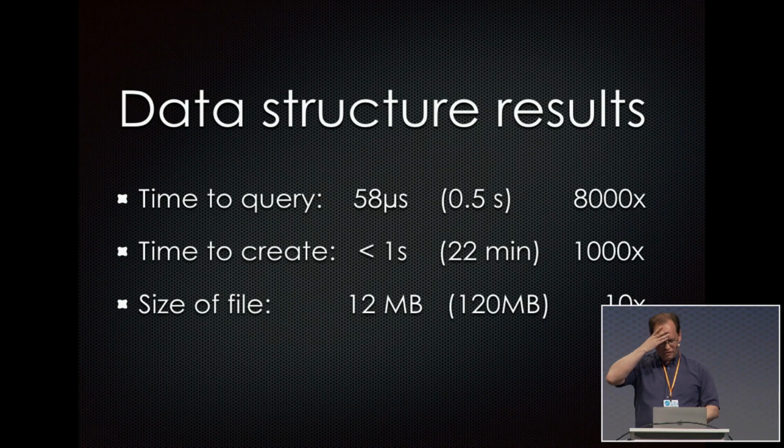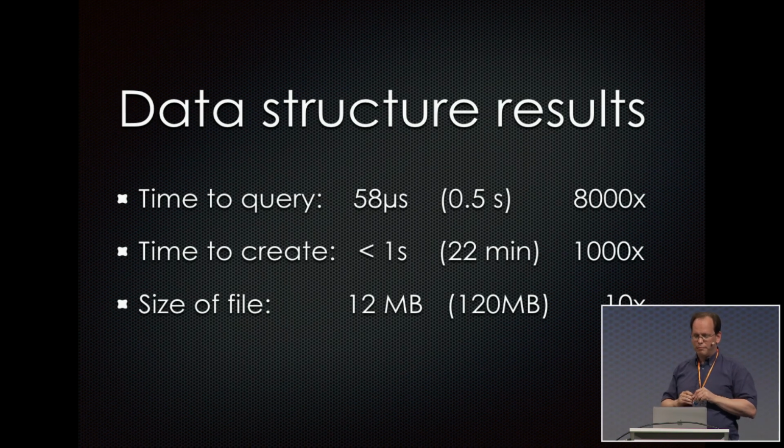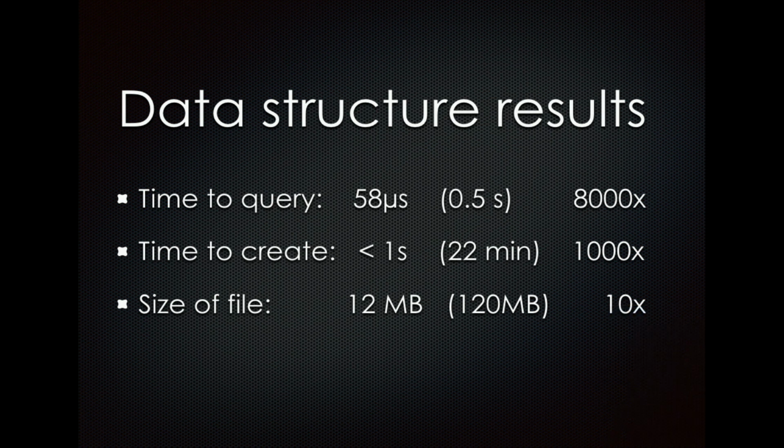And so the overall results were actually quite nice. Using this structure, the time to query went from half a second to 58 microseconds, which is an 8,000 times improvement, which I think is more than 12%. But the time to create is less than a second versus 22 minutes, so that's 1,000x. And the size of the file, although we didn't really optimize for size at all, and if I were optimizing for size I would probably do something different, is also 10 times smaller. So again, we're definitely getting around that 12%, which we think is worthwhile.